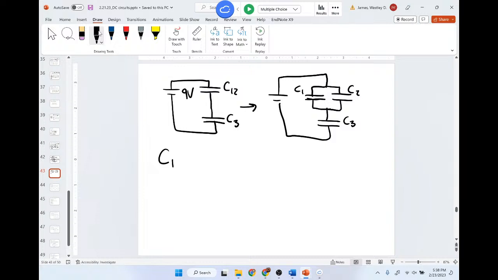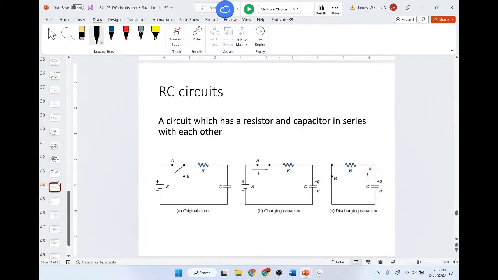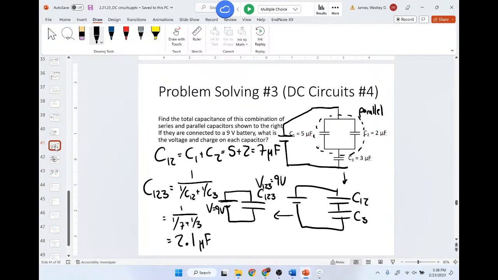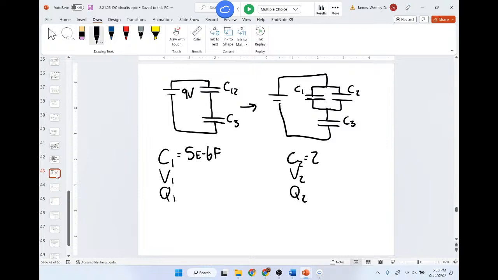So C1, V1, Q1, I've got to get all of those, and then we'll do it over here, C2, V2, Q2. So in our original circuit, I don't have a great memory, 5 microfarads, 5e to the minus 6, I don't want to have to write that again. C2 was 2 microfarads. The voltage, let's put that little star. Voltage is constant in parallel.